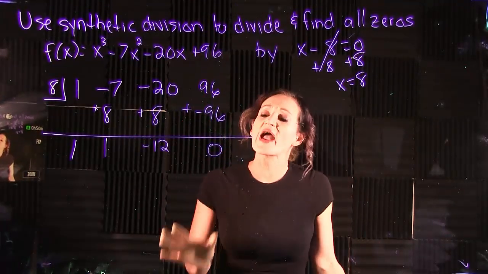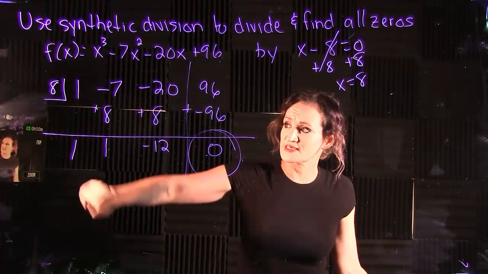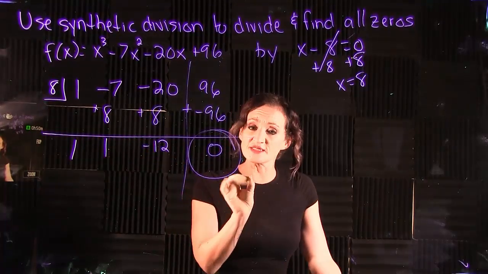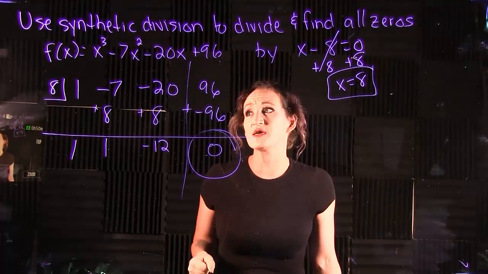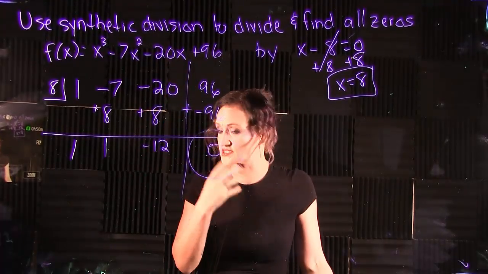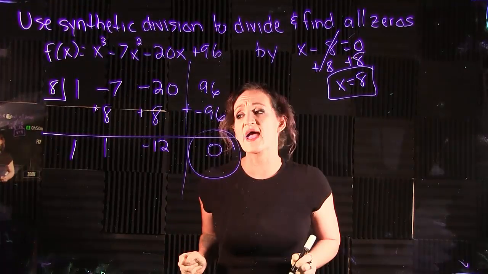The fact that we got a 0 means, when you get a 0 in that bottom right corner, the number that you use to test is a solution to your equation. So x actually does equal 8. It is one of our solutions for this equation here. We just need to find the second and the third answer then.